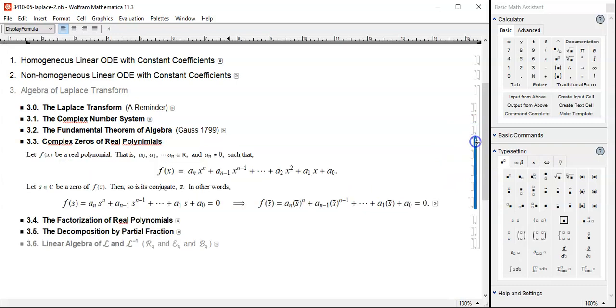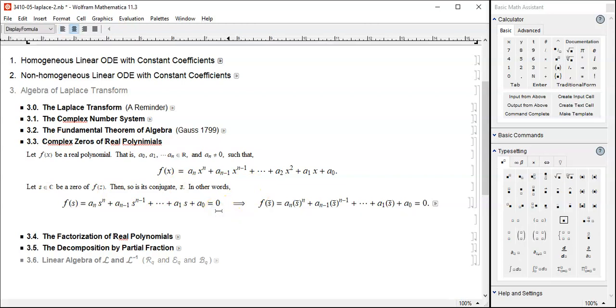Okay, so much for the preparation, and then let's go to real polynomials. Here we go. If f of x is a real polynomial, that is, all the coefficients are real, and it has a complex zero, then its conjugate must also be a zero. So if s, which can be written as alpha plus beta i, is a zero, then alpha minus beta i is also a zero. That's basically what this problem is talking about.